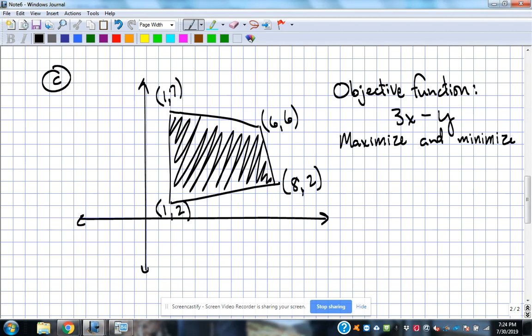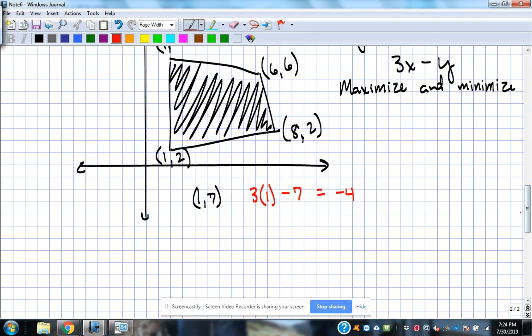What you're going to do is take these ordered pairs and plug them into the objective function and find out the answer. So we take 1, 7, and plug it into 3x minus y. That's 3 times 1 minus 7, which is -4 for that objective function. Then I take another ordered pair, 1, 2. 3 times 1 minus 2 would be 1.